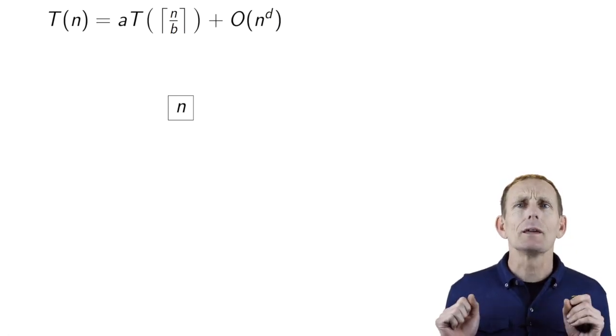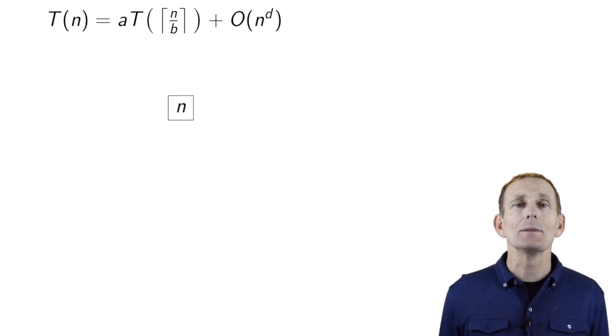Let's assume, for the sake of argument, that n is a power of b. That's a reasonable assumption, since we can always just pad n to be larger, right? If we increase it by no more than b, we can get to the next closest power of b. And then this will be a simpler analysis.